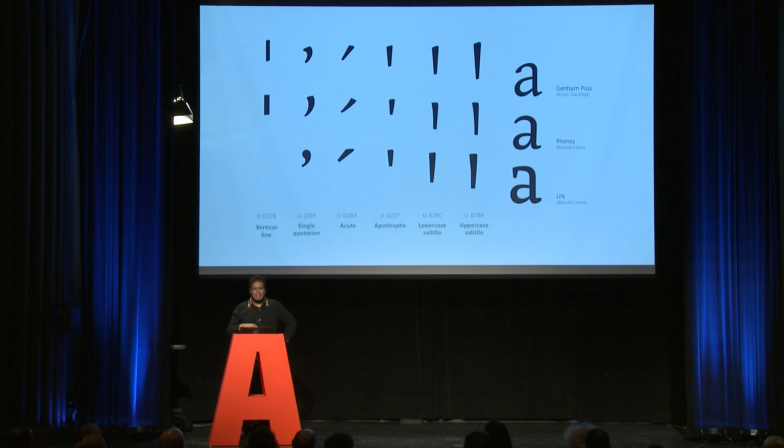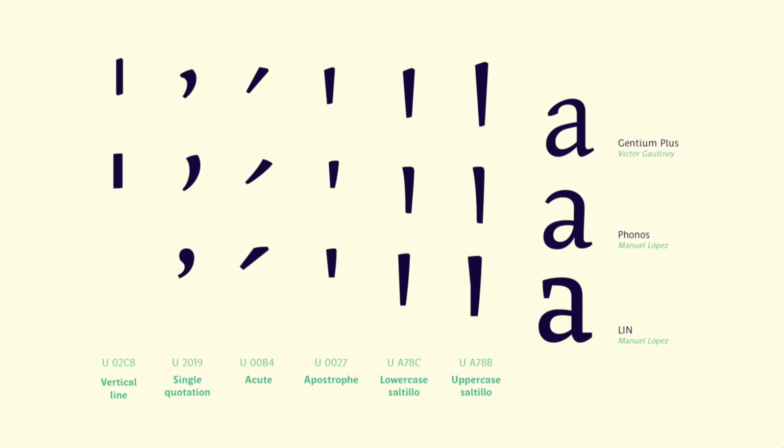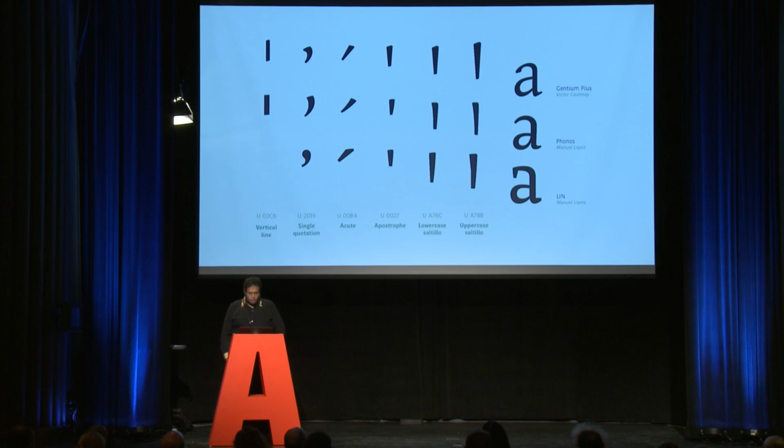And this, I introduce you to the saltillo. It's used for the glottal stop. I put 2 of my typefaces and one by the great Victor Gaultney here. And sometimes it's confused with other characters. For example, with the vertical line, with the single quotation mark, even with the acute accent, with the apostrophe. But no, we have two special characters for that, for the glottal stop. And it's used in almost every language from America. So it's important to design it well.